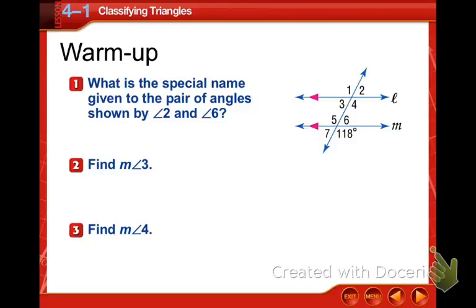Name the special, or give the special name given to the pair of angles shown by angle 2 and angle 6. Angle 2 and angle 6 are in the same position on L and M respectively, which means that they are corresponding angles.